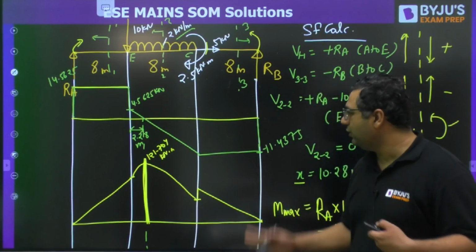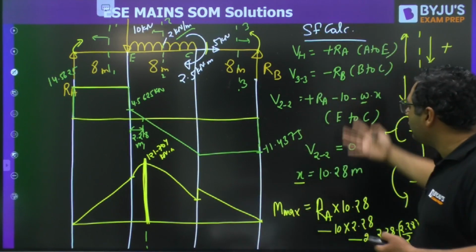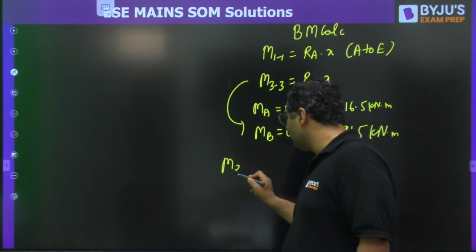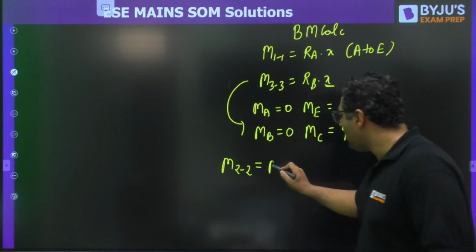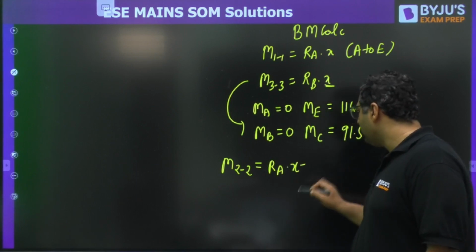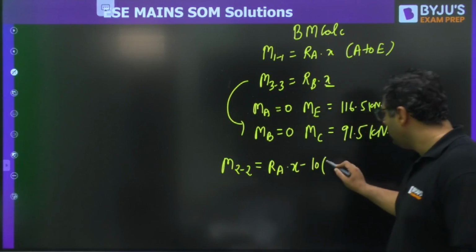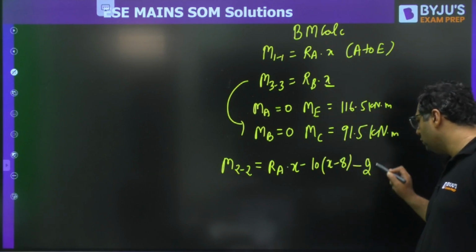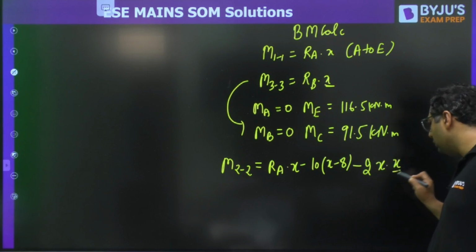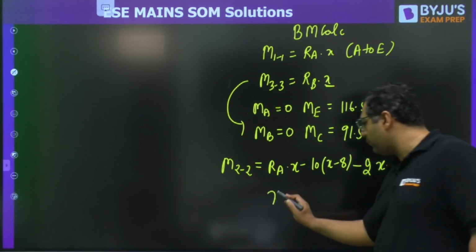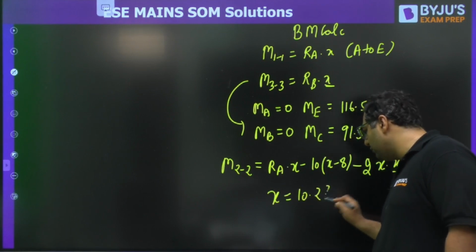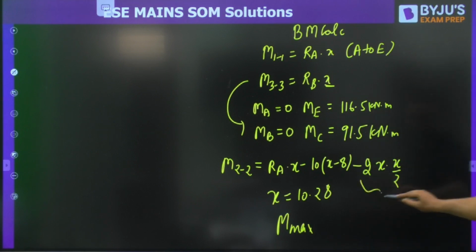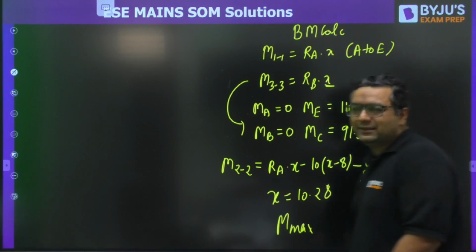As I said, when you attempt the paper, you will not do it like that. You will be writing these equations properly. Like when you write the bending moment equation, it will be RA into X minus 10 into X minus 8, then W is 2 into X into X by 2. And in this equation, we are putting X equals 10.28. Then you will get the maximum bending moment. Here you can see this is a parabola, X power 2. So like this you will be solving.